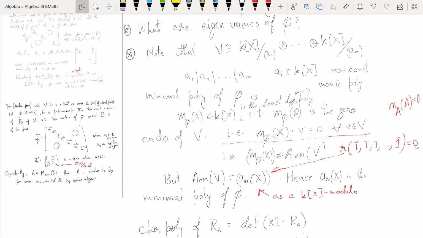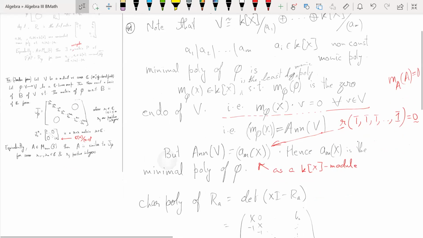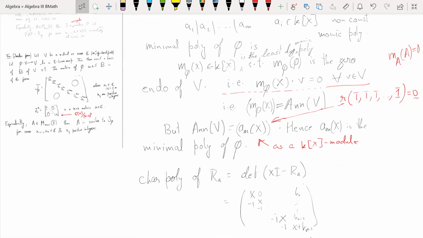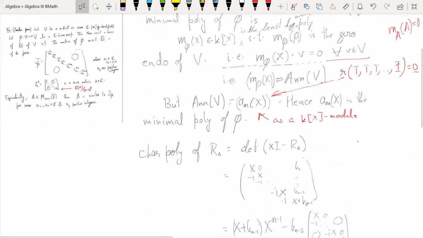So let's see. For that we'll have to show that the characteristic polynomial of R_A is just A. And then of course that will tell us the characteristic polynomial of R_φ is the characteristic polynomial of R_A1 times the characteristic polynomial of R_A2 up to the characteristic polynomial of R_Am. Yeah, because it's block diagonal, and the characteristic polynomial multiplies. It's just the determinant of something. So what is the characteristic polynomial of R_A?